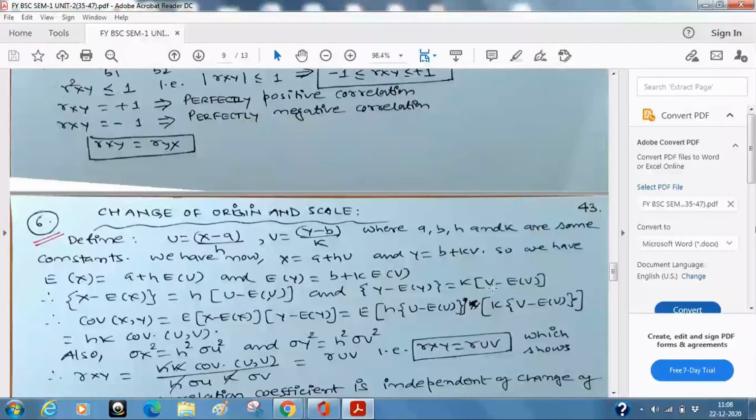Now there is one more formula of covariance. One formula we discussed yesterday was in the form of the summation: 1 upon n summation of xi minus x bar into yi minus y bar.